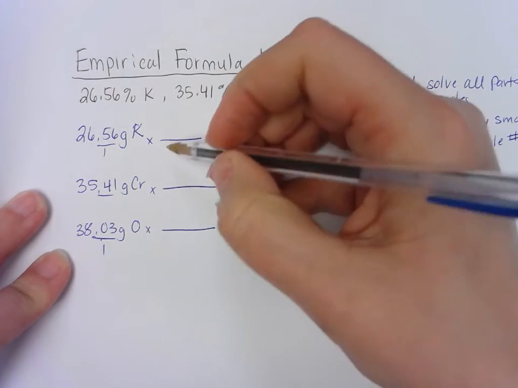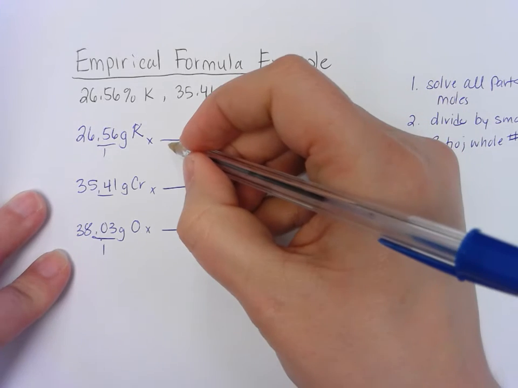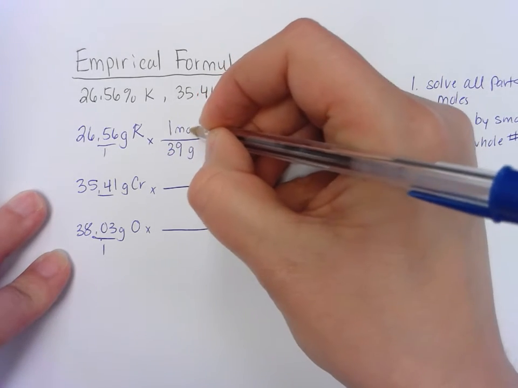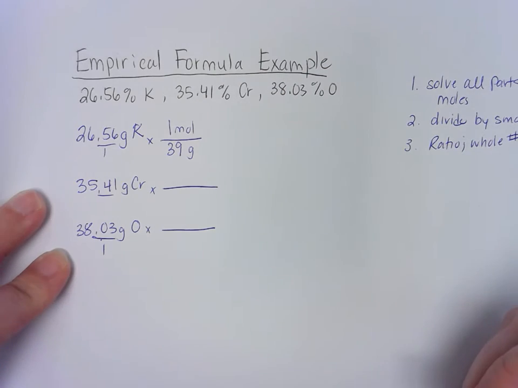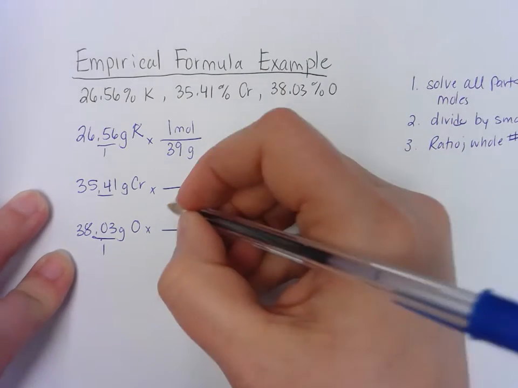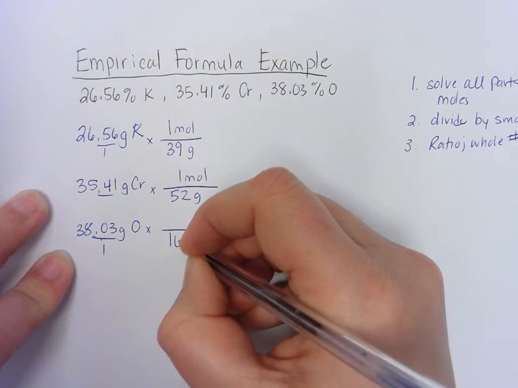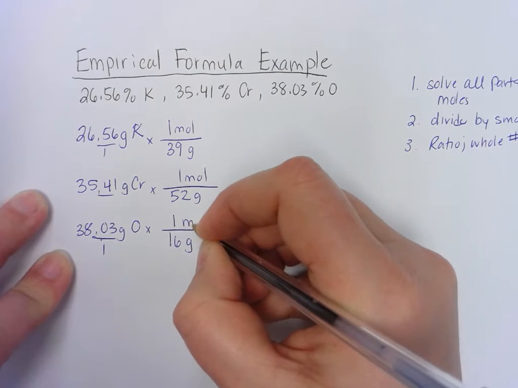Alright, if you look on the periodic table, you can see that potassium is roughly 39 grams per 1 mole. Chromium is 52 grams per 1 mole, and oxygen is 16 grams per 1 mole.